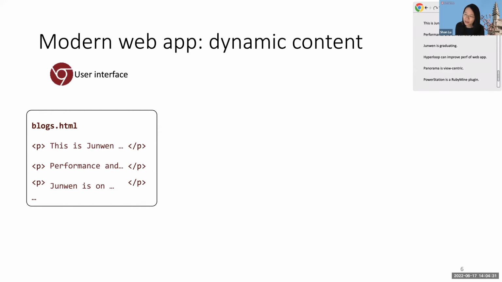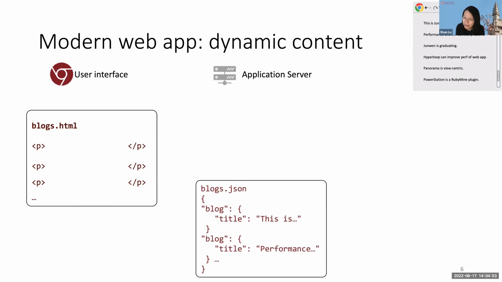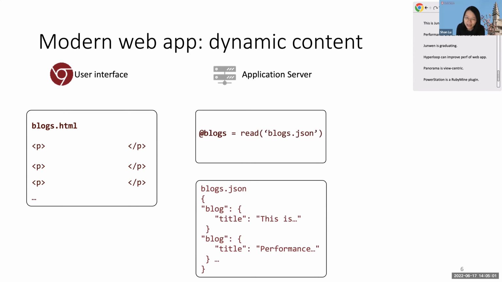That's it. But then, a while ago, dynamic content became very important. And because of that, you do not want to just have a static HTML file. So instead, now there's an application server that will generate some dynamic content. The content that can potentially be dynamically changed is very commonly in a JSON file. And the application server will read the file and potentially operate on some variables.